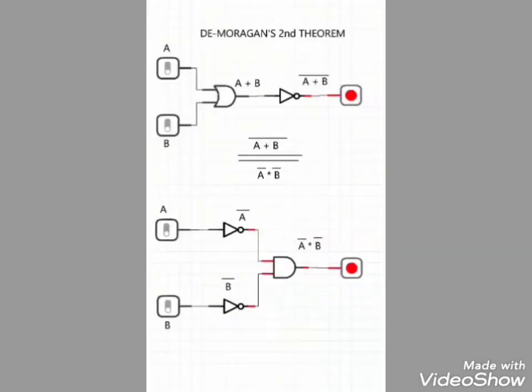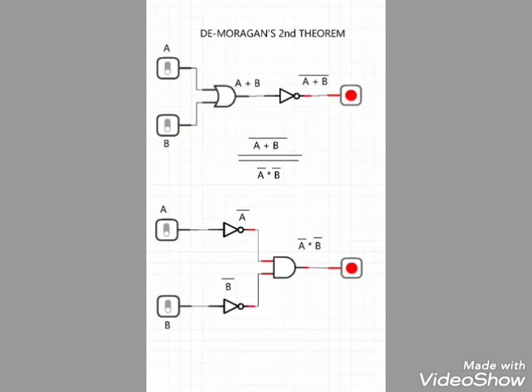Now we will prove De Morgan's second theorem. In this first diagram, I have used one OR gate with a NOT gate. In the second diagram, I have used two NOT gates with an AND gate. In De Morgan's second theorem, we will prove that (A plus B) whole complement is equal to A complement into B complement. Now we will run De Morgan's second theorem.